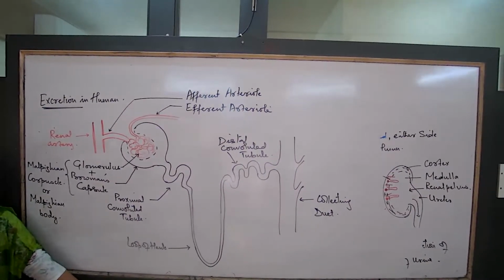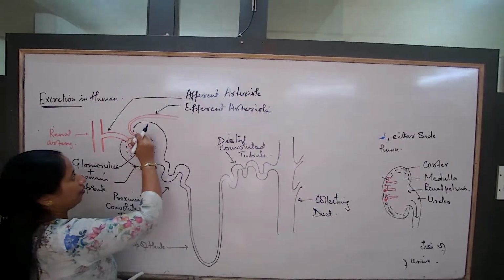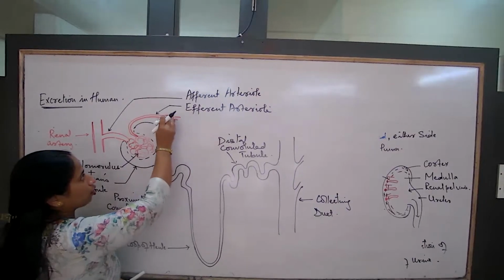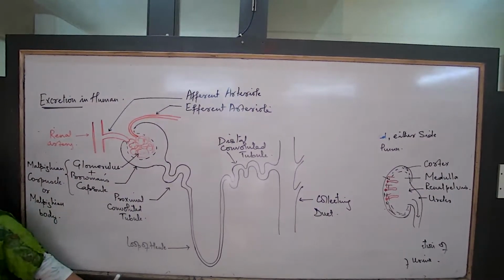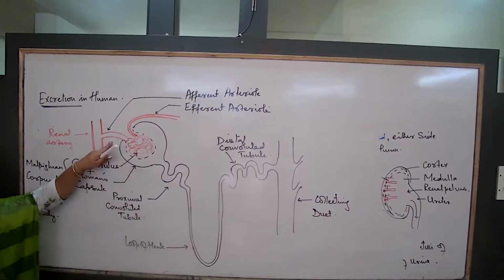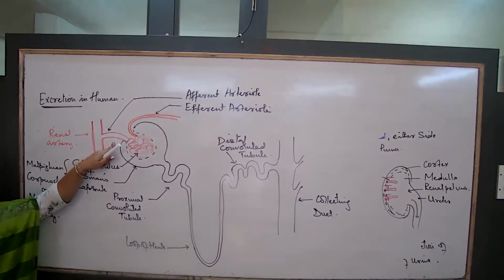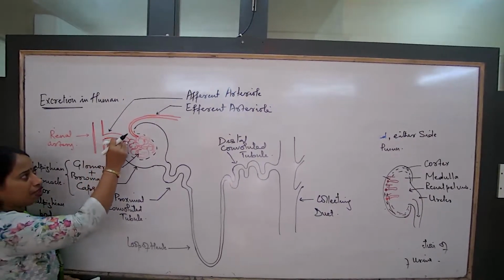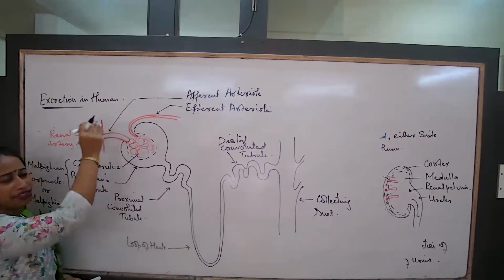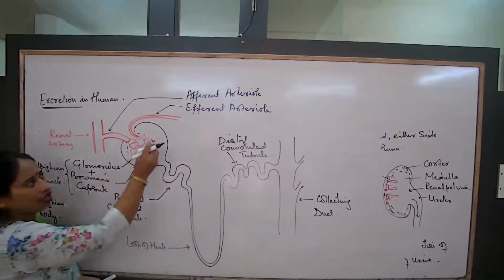One more difference: afferent is narrow. Always draw it that way when you are drawing the diagram. Efferent is broader, and that is also one big reason why the filtration happens here. So when you draw the diagram, always draw the afferent broad and the efferent narrow. We learn what the difference is in the circulation.